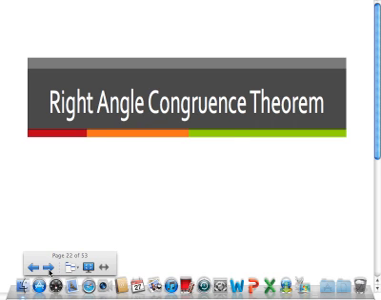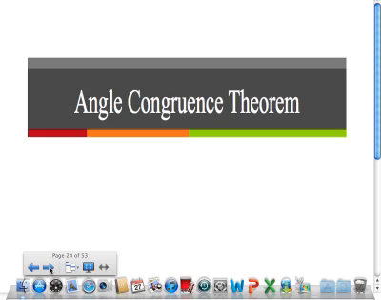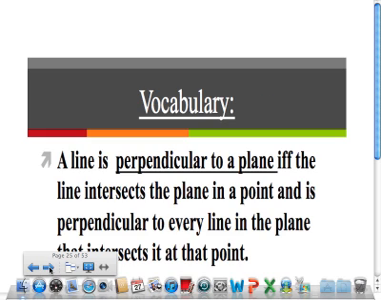The right angle congruence theorem simply states that all right angles have to be congruent. That should make sense, seeing as how all right angles have a measure of 90 degrees, and if 2 angles have the same measure, that means they're congruent. So the right angle congruence theorem simply means that all right angles have to be congruent to each other. Segment congruence: if they have the same length. Angle congruence: if 2 angles have the same measure. A line is perpendicular to a plane.